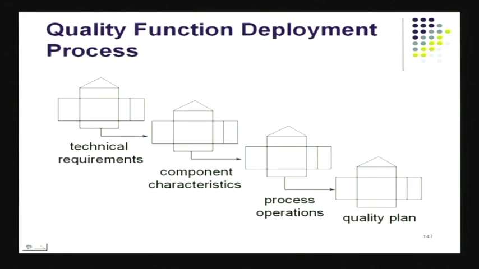And after doing this, I then move down to what I call the quality plan. Quality plan is basically the area where I convert my process operations into a quality plan. How am I going to be monitoring the fact that my final product comes out to be acceptable to the customer? This is what I'd like to be able to do.